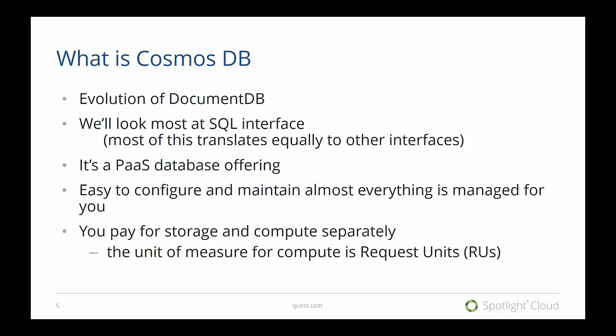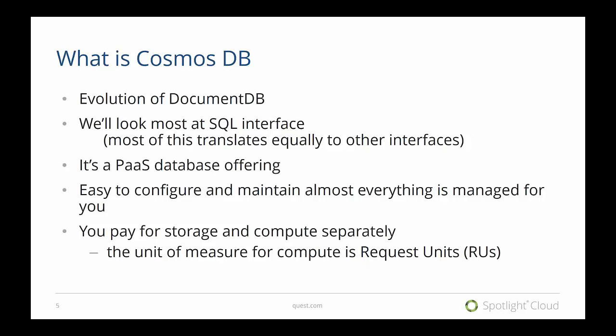So we looked at CosmosDB. CosmosDB is an evolution of DocumentDB, which is the old Azure NoSQL database offering. We use the SQL interface mainly, but most of what I'm presenting here translates equally to all of the other ways you can talk to Cosmos. It's a platform as a service database offering, meaning it's almost completely managed for you. It's very easy to configure and maintain, and you get to choose a few things like replication and stuff like that.